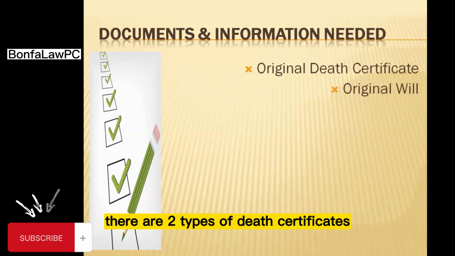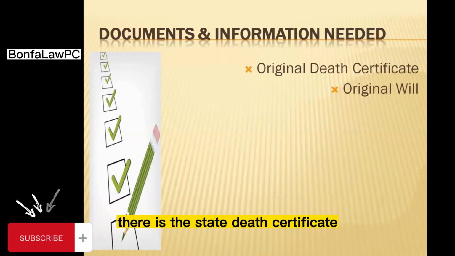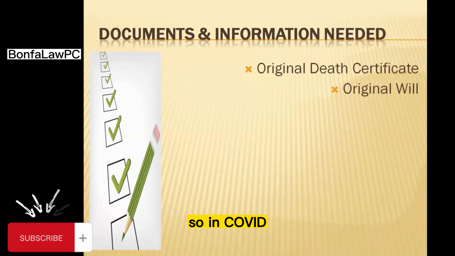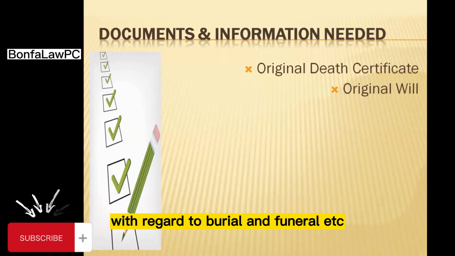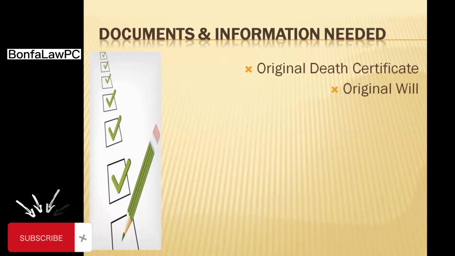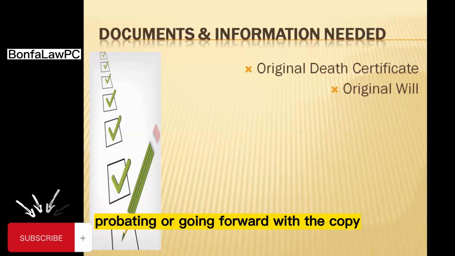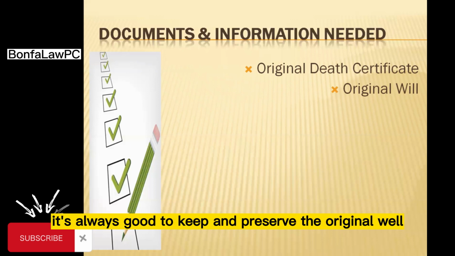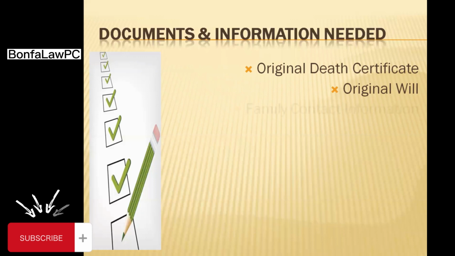There are two types of death certificates. There is the state death certificate and the city death certificate. The difference between the two is that the state death certificate lists the cause of death. So if, in COVID, FEMA was providing assistance with regard to burial and funeral, etc., you had to order the New York State death certificate. So anyway, we need to get the original will. Well, there are ways of probating or going forward with the copy, but it's a drawn out process with extra paperwork. So it's always good to keep and preserve the original will.